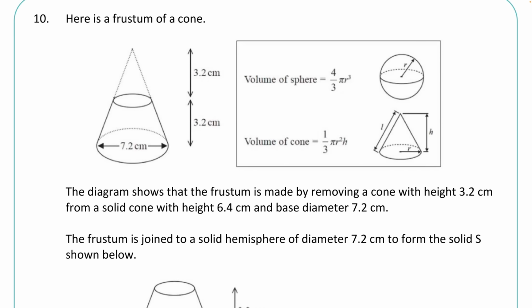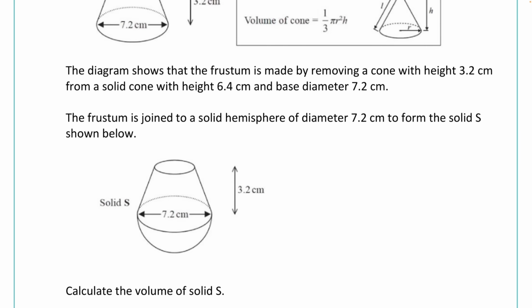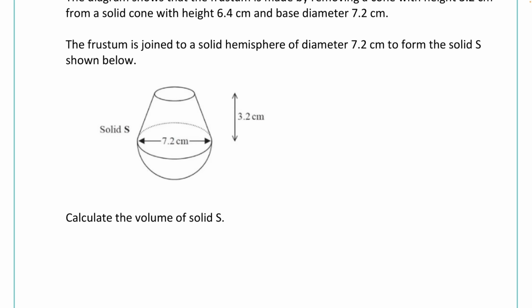Now it says here the volume of a sphere and the volume of a cone, and it says the diagram shows a frustum, which is a cone with part of it cut off the top, which we can see, which is made by removing a cone with a height of 3.2 from a solid cone with a height of 6.4 and a base diameter of 7.2. The frustum is joined to a solid hemisphere of diameter 7.2 to form solid S, which is shown below. Calculate the volume of solid S.